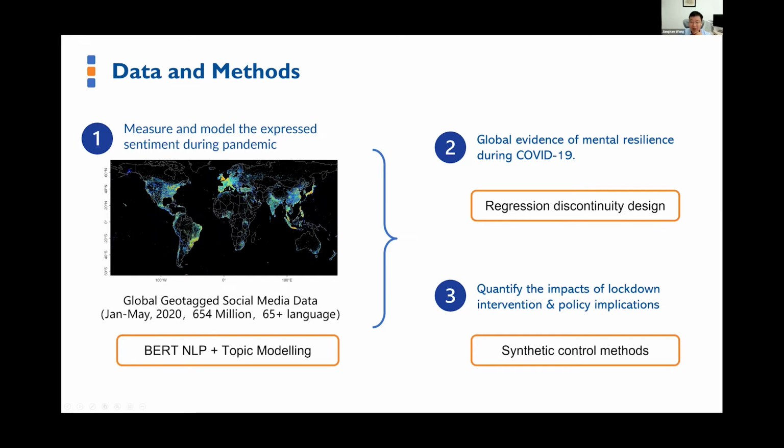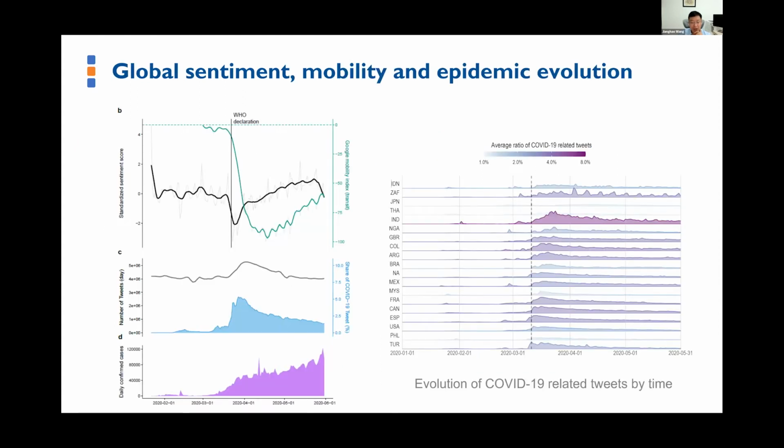The last is a very important question, which can inform policy making: quantifying the impact of lockdown on people's mental health. So we try to use a synthetic control method, which can study the causal relationship between the lockdown policy and the response of mental health.